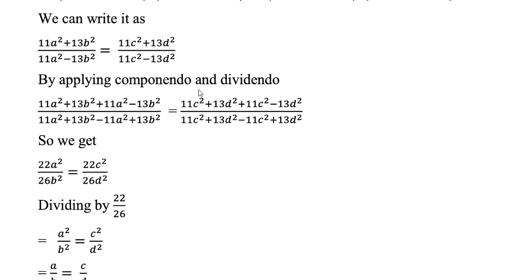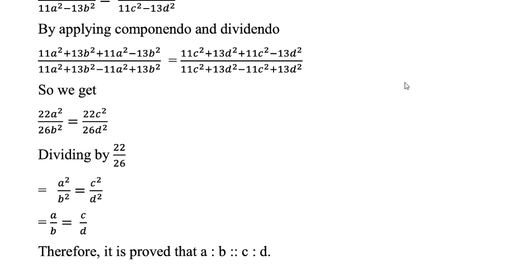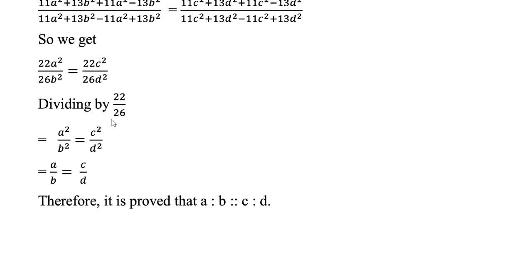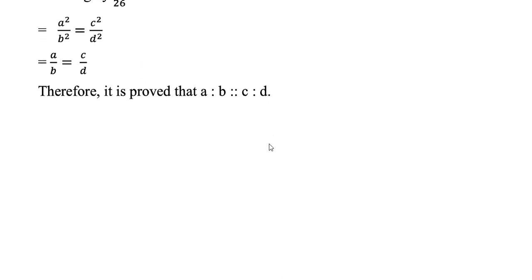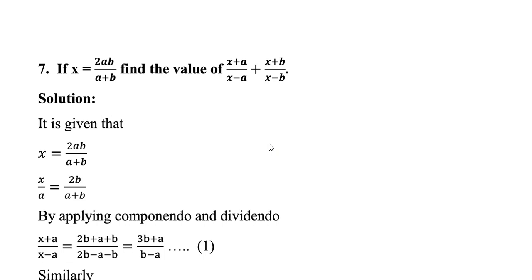After applying componendo and dividendo, you will get this much. After that, one or two steps of simplification. After that, dividing by 22 by 26, as 22 and 26 elements are there, then we can divide. We will get a²/b² = c²/d². After that, take the root of both sides. You will get a/b = c/d. So it is proved that a is to b is to c is to d. Very simple. Okay, come to the next problem.